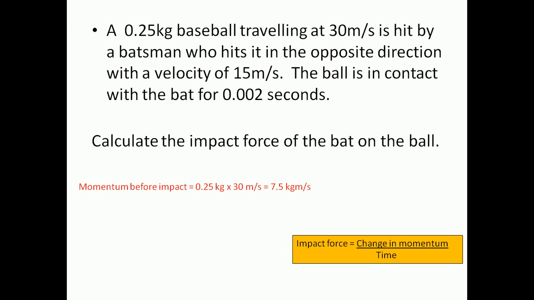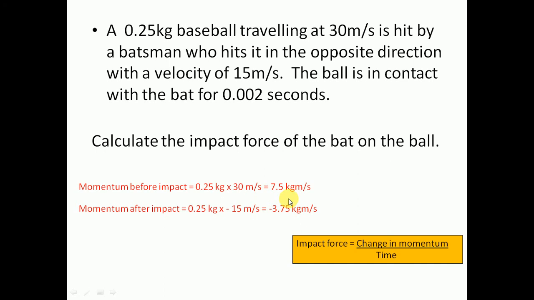After the ball was hit, the mass is the same, so we still have the baseball having a mass of 0.25 kilograms, but this time it says that the ball is moving in the opposite direction with a velocity of 15 meters per second. Now because it's moving in an opposite direction than it was before, we represent this as minus 15 meters per second. So our calculation is 0.25 multiplied by minus 15, which gives us a momentum of minus 3.75. And this doesn't mean it's necessarily negative momentum, it just means it's momentum in the opposite direction.